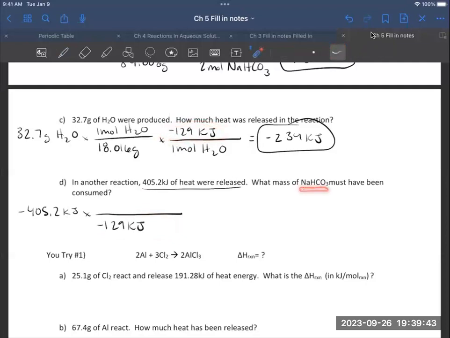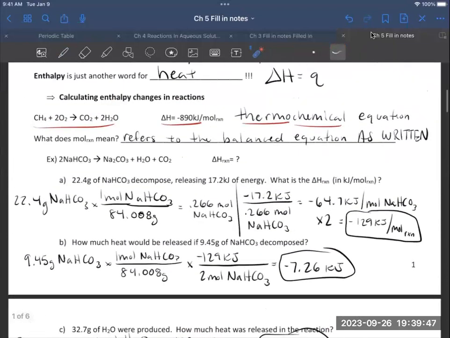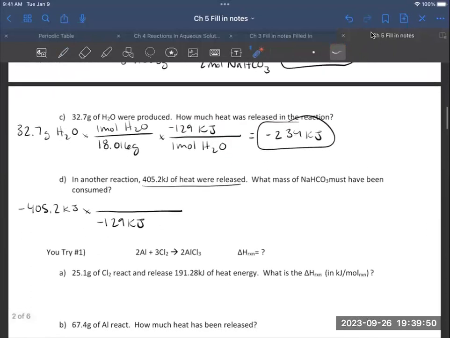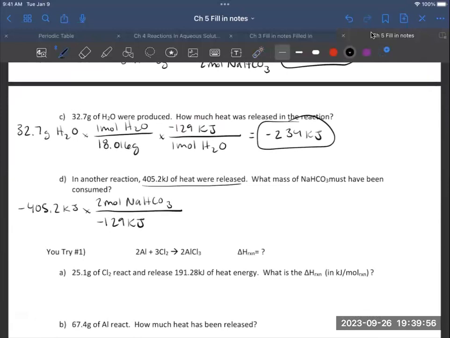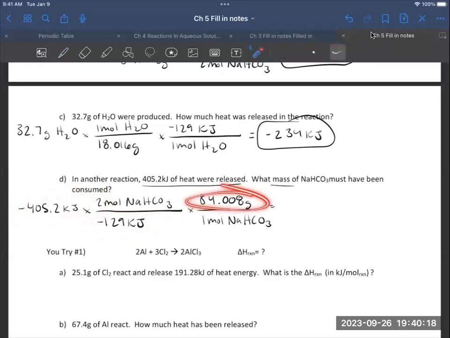If you notice, they're asking about the NaHCO3. And if you look back up at the balanced equation, we have 2 moles of NaHCO3. So we're going to put 2 moles NaHCO3 up here. And then it says what mass, so the next step is to turn that into grams. 1 mole of NaHCO3 has a molar mass of 84.008 grams. When we crunch this out, you do this number, multiply by 2, hit enter, divide by this number, hit enter, and then multiply by our molar mass of 84. Our answer here is 528 grams of our sodium bicarbonate.